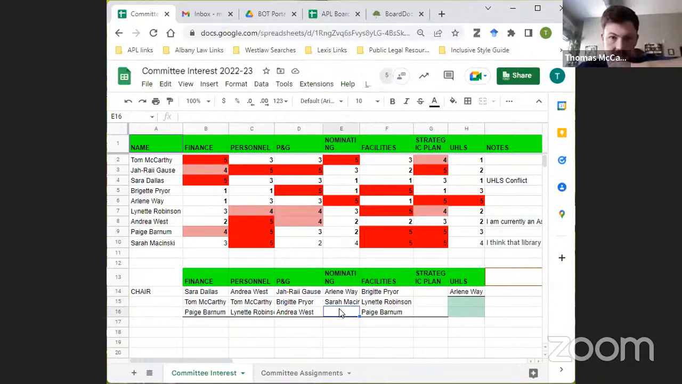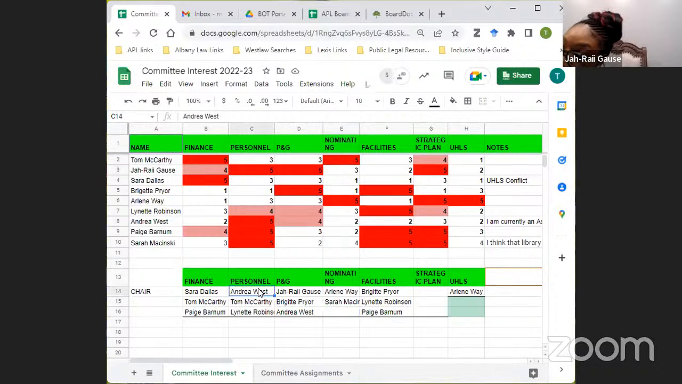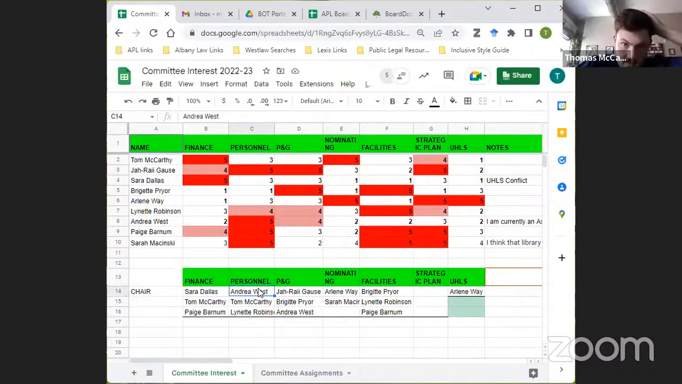And then that just leaves one more for nominating. Okay, so one question about that though. Andrea's 5 was in personnel. Lynette's 5 was in facilities. So we gave Lynette facilities, but then Andrea's 5, shouldn't everybody at least get like one 5 if possible? Yeah, what do they want to be on?